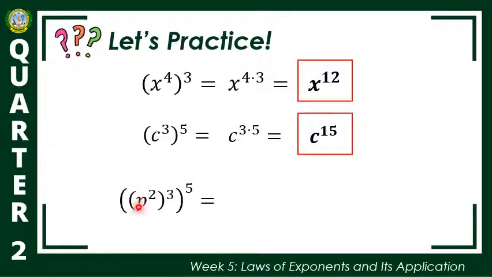And lastly, what is p squared raised to 3 raised to 5? There are three exponents. As I said, when we have 2 or more exponents, we multiply them. That gives us p raised to 2 times 3 times 5, which is equal to p raised to 30. So, next rule.